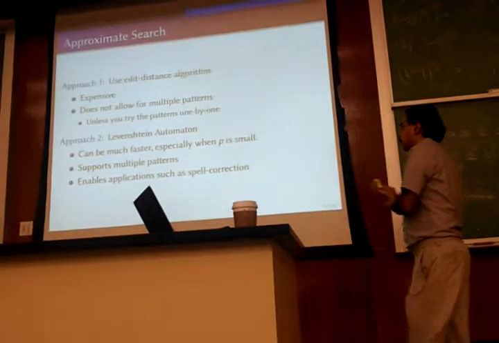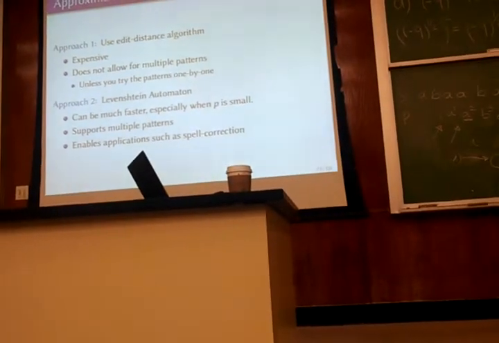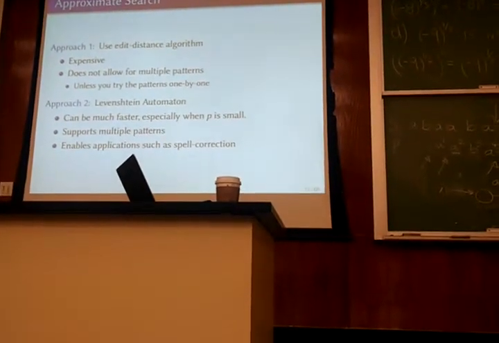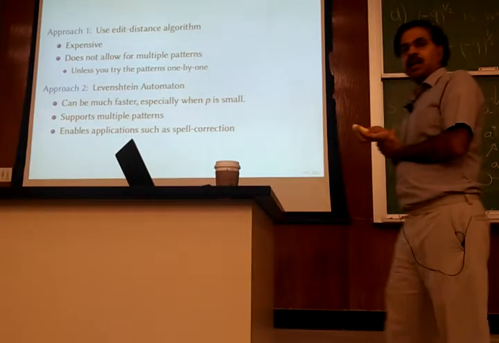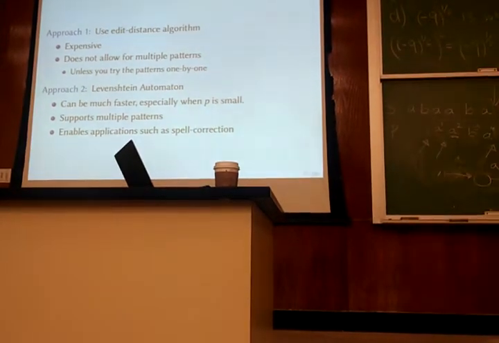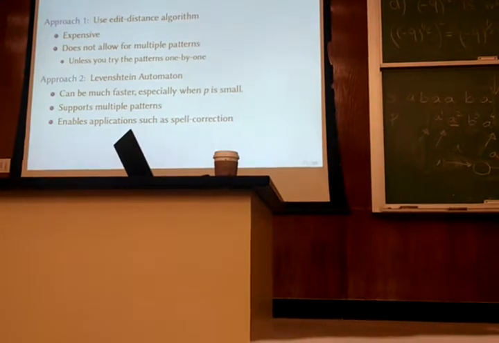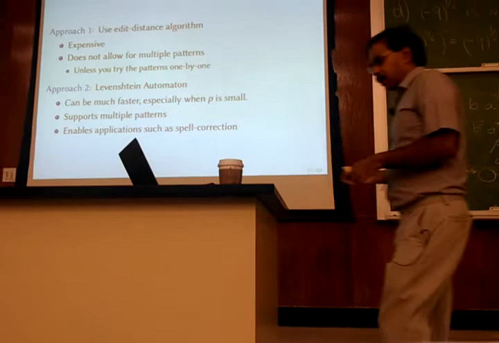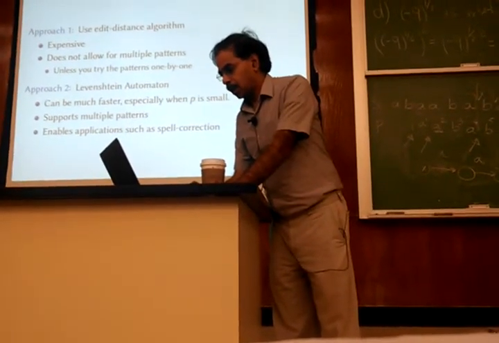But this particular bit shift algorithm is amenable to support approximate matching with the same complexity. Basically, in order of m time, where m is the size of the string in which you are searching for these patterns. In linear time, you can find that. So how do we do that? We use what is called a Levenshtein automaton.